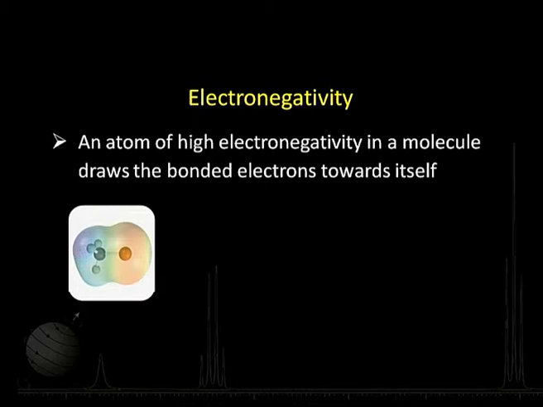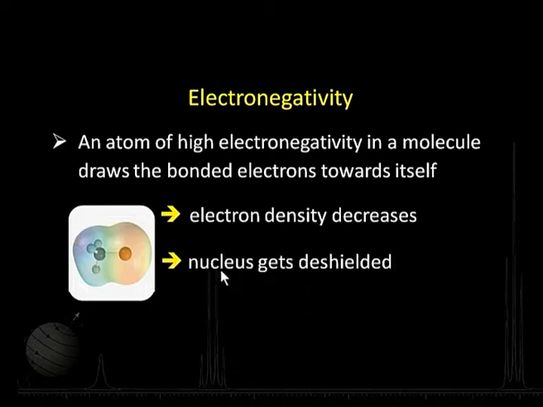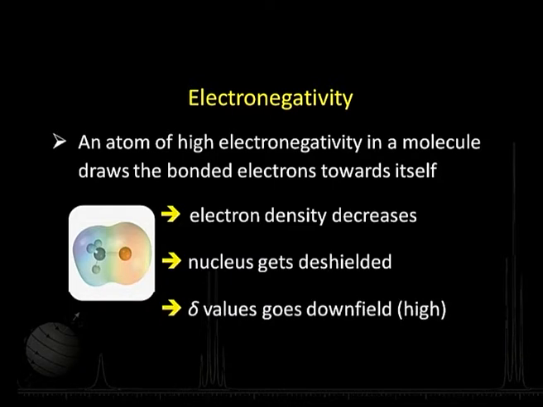That means it will change the environment around the protons there. As a consequence, we see that the electron density decreases around the proton, and this nucleus gets deshielded, because electrons were trying to shield it from the applied field. Now, since electrons have been pulled away, the nucleus gets deshielded. As a consequence, the delta value goes downfield. That means the delta value becomes large, which corresponds to low field. We will need lower field for that resonance to come into the picture.